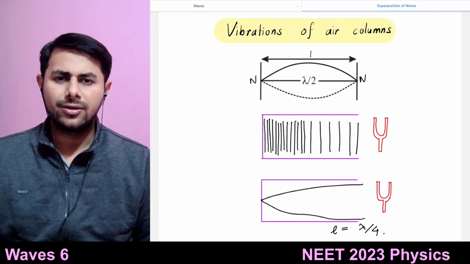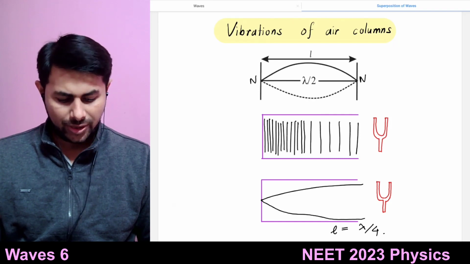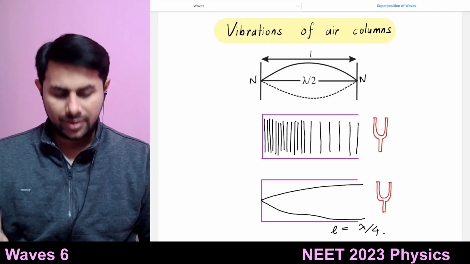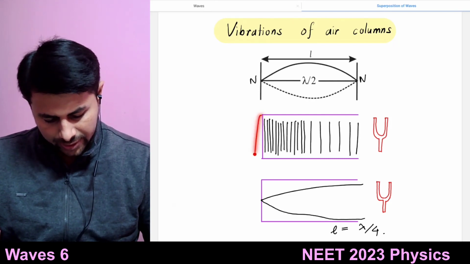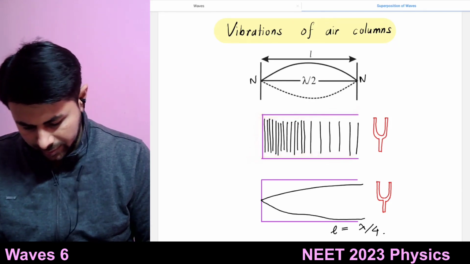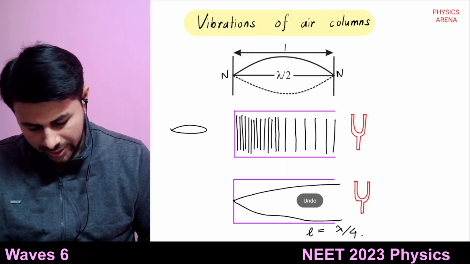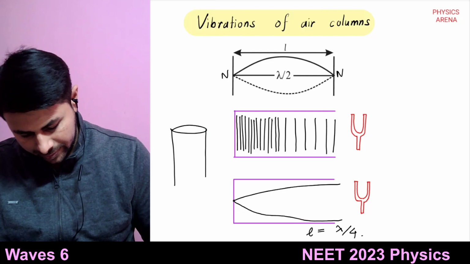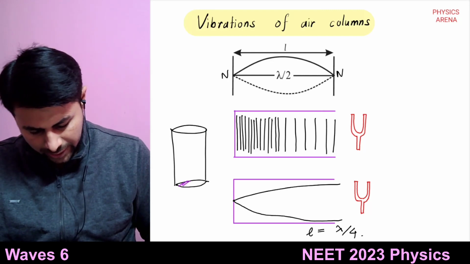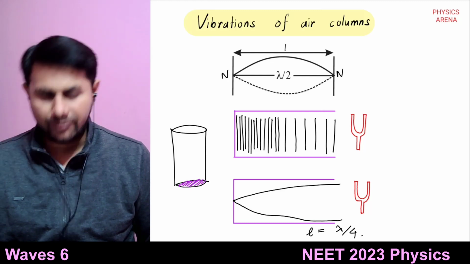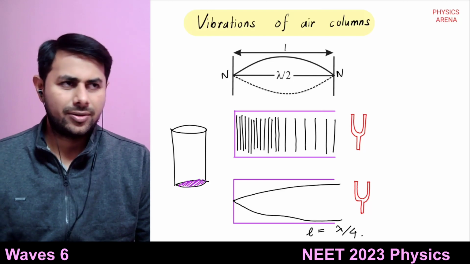Now what is this thing? So you have cylindrical pipes. You have a cylindrical pipe and you take a tuning fork. So consider this pipe. This is a cylindrical pipe. You have a pipe like this, a cylindrical pipe, and suppose it is closed at one end.